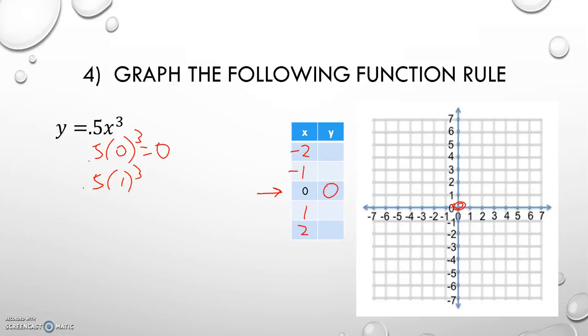1 times 1 is 1 times another 1 is 1. That's just 1. And 0.5 times 1 is 0.5. And so this is 0.5.